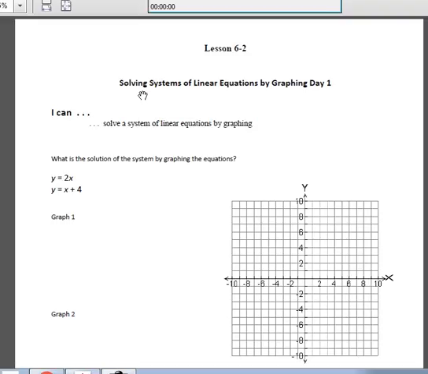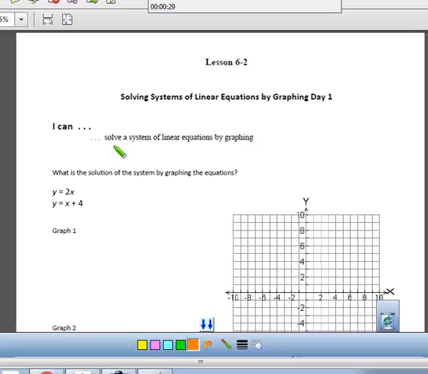And this lesson is about solving systems of linear equations by graphing. And this is day 1, so we're going to be doing this over a couple lessons. This begins on page 7 in your binder. Remember, it's the new page 7 because we had two parts to this. So the learning target for this, I can solve a system of linear equations by graphing.